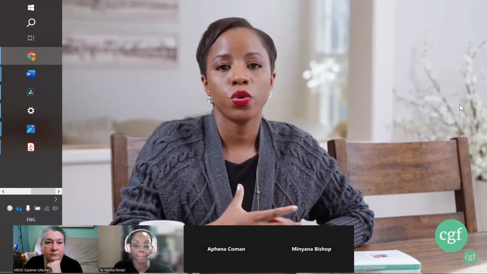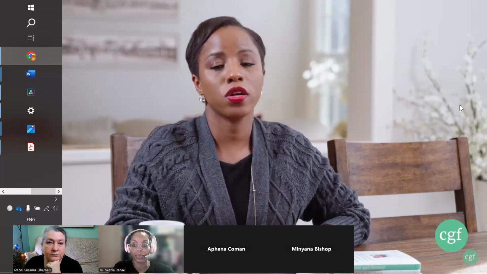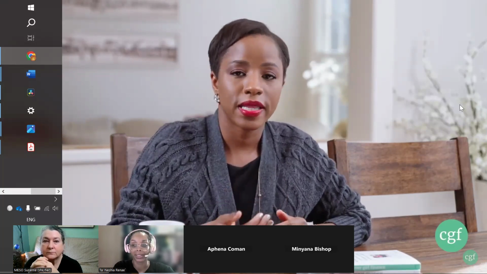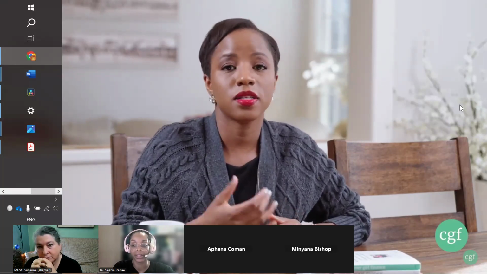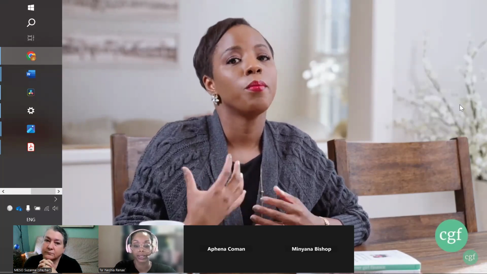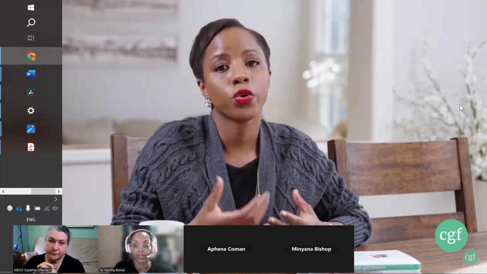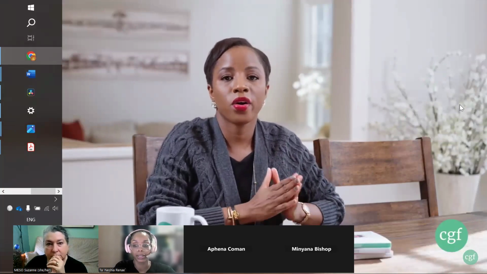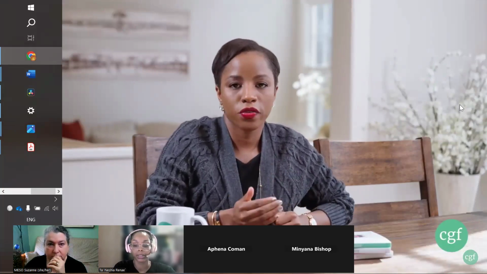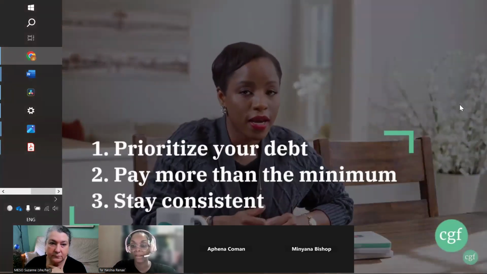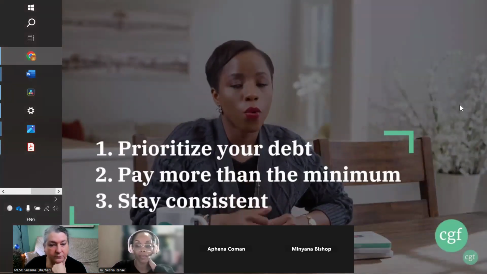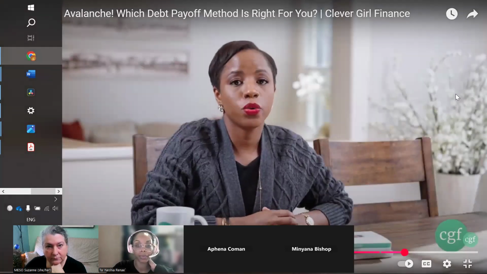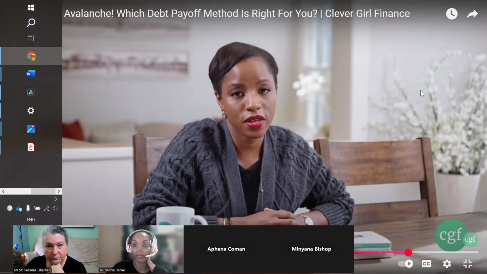However, if you're someone who thrives on quick wins and you want to see quick progress be made as you pay off balances, then focusing on the debt that has the smallest balance, that is the snowball method, can be more beneficial or more your style. Whichever one of these methods you use, they both work and they are both effective with paying off your debt. The key is prioritizing your debt, paying more than the minimum payment on your top priority debt, and staying consistent with your plan, and you will definitely see the results.